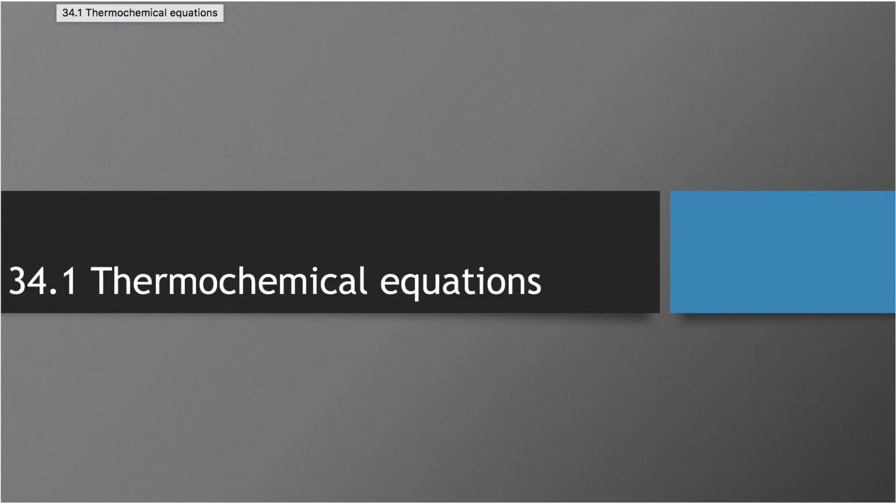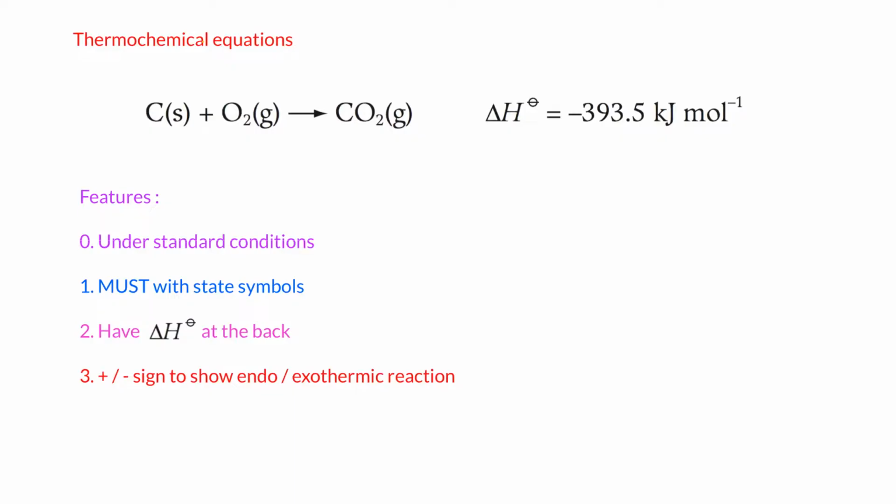34.1. First of all, we're going to learn what a thermochemical equation is before we move on to other math. So, a thermochemical equation looks like this. Not only this part, but also this part. Remember, in a thermochemical equation you must have something at the back like this. This one is very important, and you'll also find that a thermochemical equation has state symbols there as well. So the features of it, you may say there are 3 or 4 features.